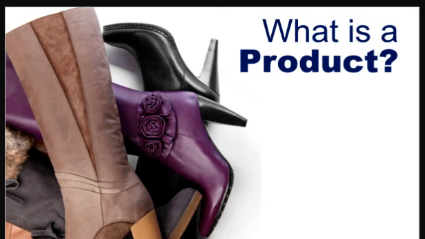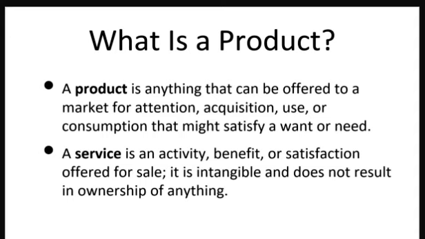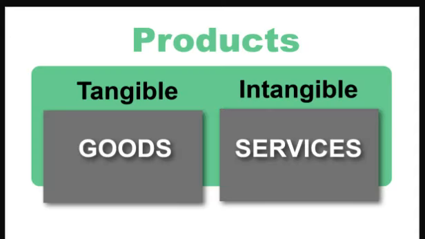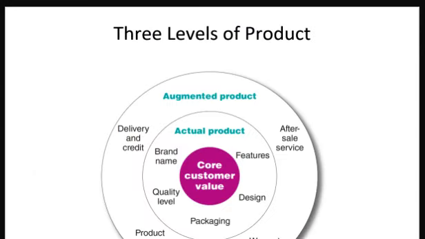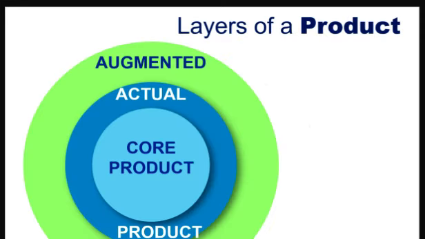These following slides are a review of what I just explained. I'm going to change the slides quickly so you can recap what we have discussed so far. We have discussed tangible goods and intangible services for the first classification. We also have studied the three levels of product, and here are the examples of the layers of product.